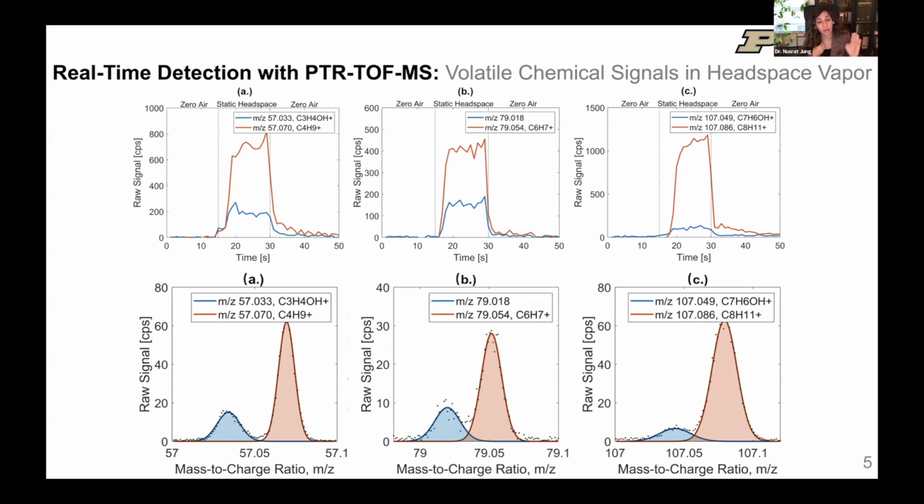For example, here in the left-hand corner, you see raw signals in counts per second of 2 different compounds with mass to charge ratios of 57.033 and 57.070. This shows that the sampling is stable and it is a constant signal. It also shows an excellent mass resolution, enabling detection and separation of peaks within the same nominal mass to charge ratio. The average of the VOC signal detected during this 5-second plateau was taken for further analysis.